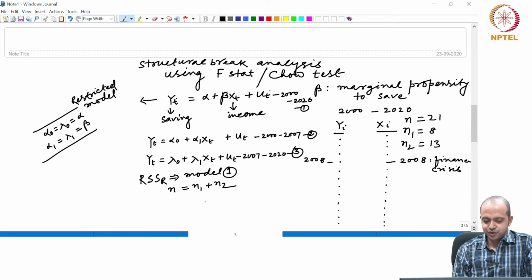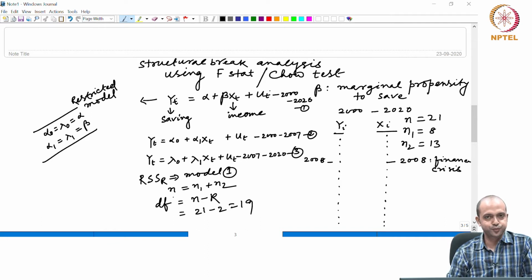n minus k. So that means the degrees of freedom for the restricted version equals n minus k, which equals total number of observations 21 minus total parameters to be estimated, which is 2, equals 19. So total degrees of freedom for the restricted model is 19. Okay. And what would be the degrees of freedom for unrestricted?